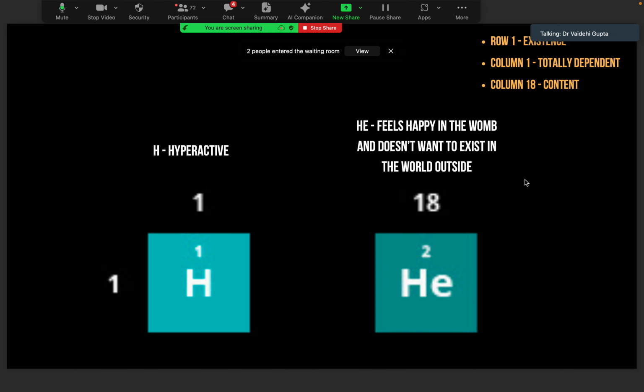Hydrogen has no neutron, just one electron and one proton. That's why they are hyperactive. They make bonds with various elements. They just want stability. They want that single electron to be stable, to get the electronic configuration of 1s2. While helium is content. They feel happy in the womb and don't want to exist in the world outside. They are quite happy in the mother's womb. They don't want to get outside into the world.